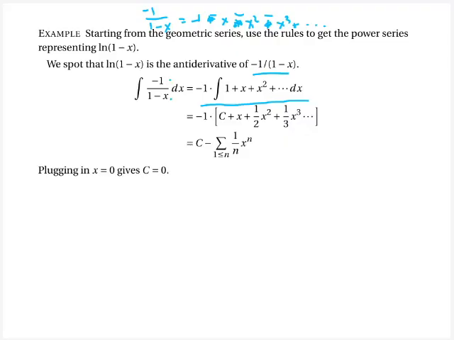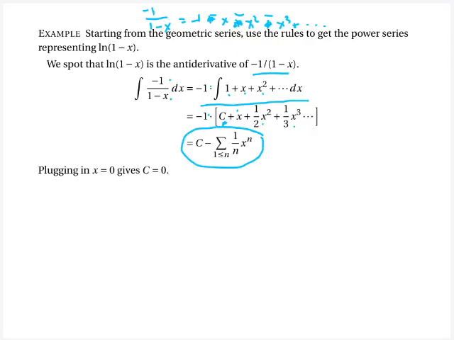So the antiderivative of this series, well, the antiderivative of 1 is x. The antiderivative of x is 1/2 x squared. The antiderivative of x squared is 1/3 x cubed, etc. Don't forget the capital C. And then the minus 1 is just along for the ride. And then I just simply summarized on this line.